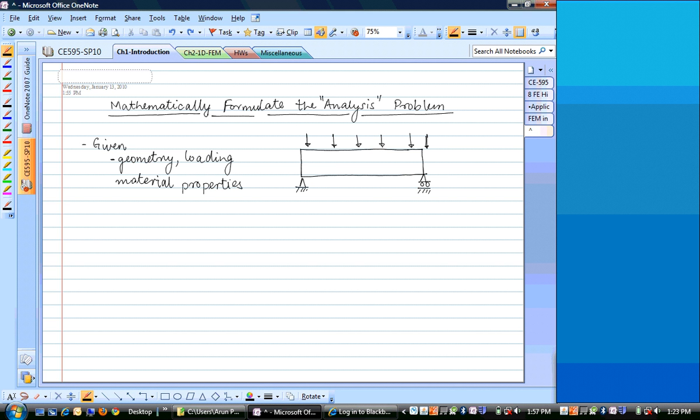Okay, so displacements is one of the primary variables. So let me represent the displacement by U, but what displacement are we looking for? Displacement of the beam, can we say of a certain point, or what are we looking for?